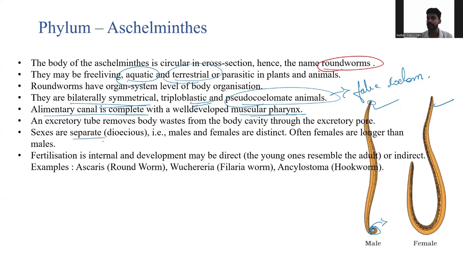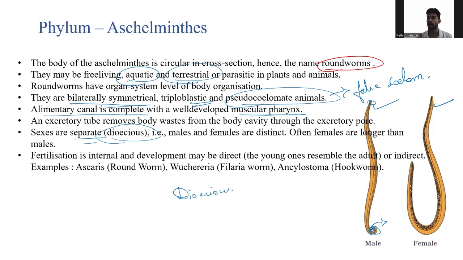Sexes here are separated, as I have told you. So it is called a dioecious animal or dioecious organism, because sexes are separated and you can easily identify whether it is male or female. So they are dioecious organisms.